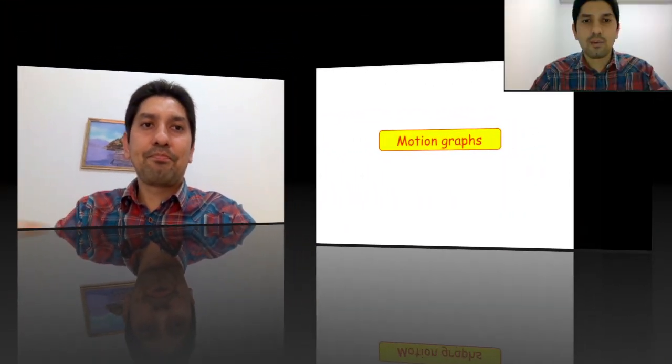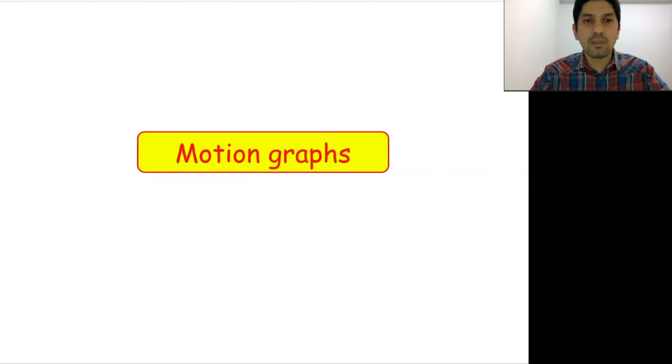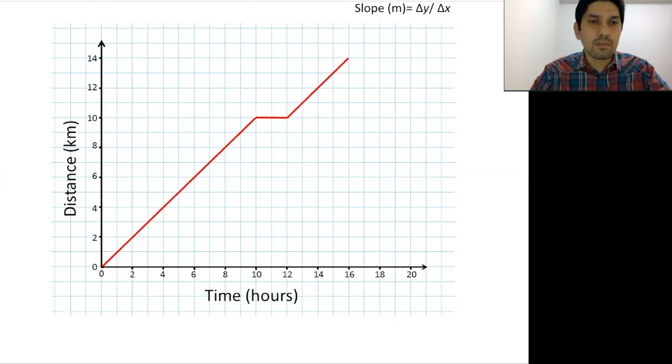So let's start. Motion-time graphs. Here we will see two types of graphs, distance-time and speed-time graphs. Distance-time graphs represent how far the object moved in a certain time. And the slope here represents the speed, because you know from graphs, slope is equal to delta y over delta x. Delta y is distance and delta x is time. So the slope is speed.